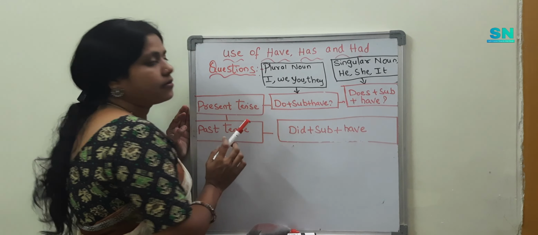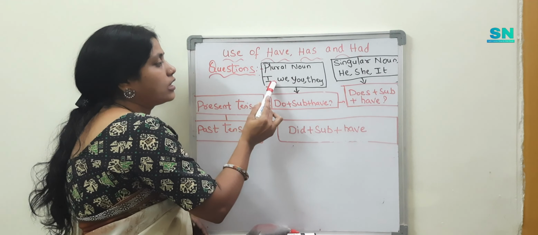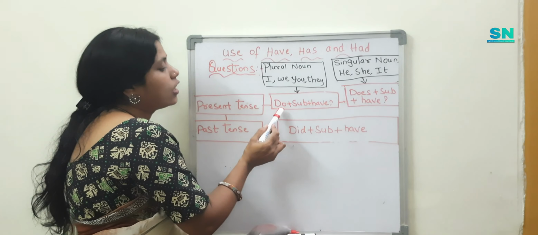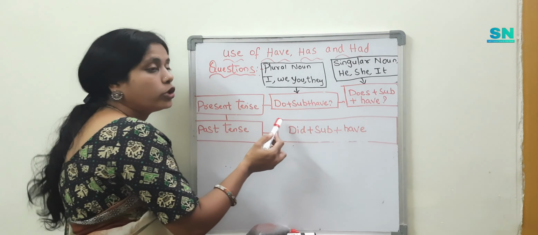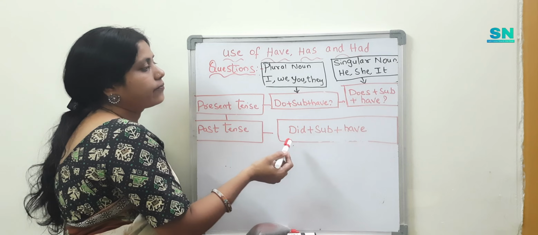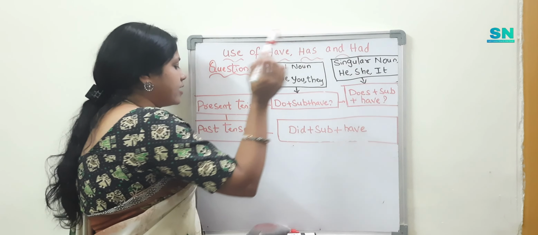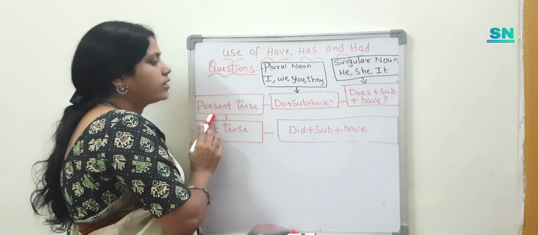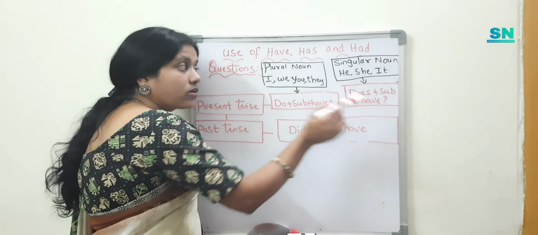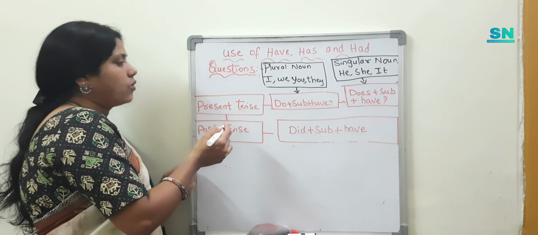ఇక్కడ సెంటెన్స్ ఇంకా ప్రెజెంట్ టెన్స్లో ఉంటే సబ్జెక్ట్ కనుక ప్లూరల్ నౌన్ అయితే, ఐ వి యు దే అయితే, క్వశ్చన్స్ ఫ్రేమ్ చేయాల్సిన స్ట్రక్చర్ ఏంటంటే డూ ప్లస్ సబ్జెక్ట్ ప్లస్ హ్యావ్. డూ యూ హ్యావ్ ఎ పెన్సిల్? డూ యూ హ్యావ్ ఎ బుక్? ఒకవేళ సబ్జెక్ట్ కనుక సింగులర్ నౌన్ అయి ఉండి సెంటెన్స్ ఇంకా ప్రెజెంట్ టెన్స్లో ఉంటే డస్ షీ హ్యావ్ ఎ బుక్? Does she have a book?